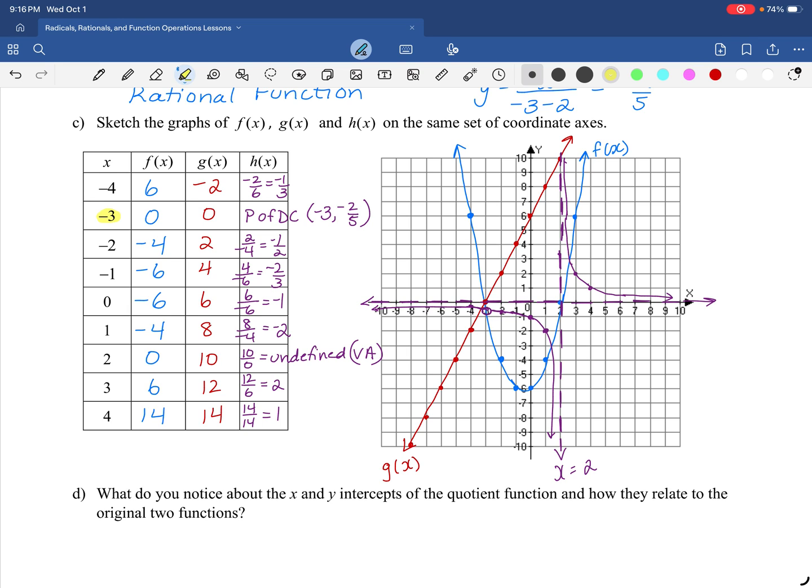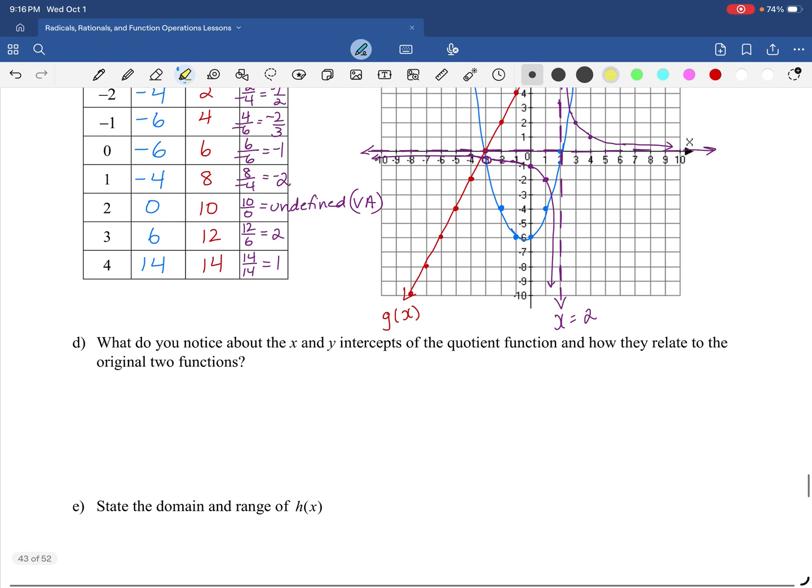Well, in function h, the x-intercept of f actually became that discontinuity, right? Because it was also the same x-intercept that g had. So notice how they both ended up with zeros here, right? So in other words, -3 was the x-intercept of f and the x-intercept of g. In other words, it was the common factor. So that common factor then becomes that point of discontinuity on our quotient function. Okay, so let's write down that one first.